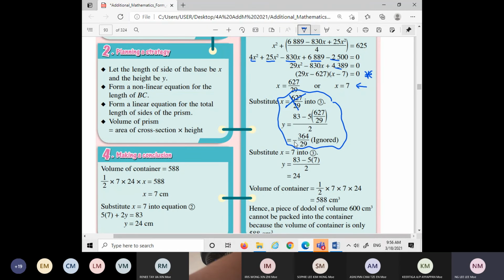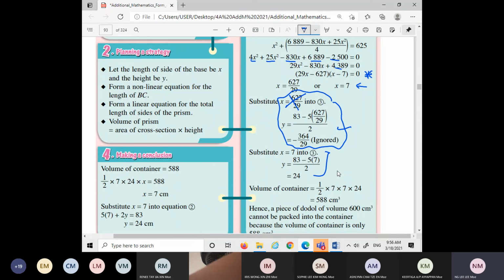Show that you get negative 364 over 29, and then you write ignore or rejected here. Again, this one must be shown. Although this is an answer that we do not accept, this one must be shown. This one gets marked. Then for the other answer, x equals 7, y equals 24. Therefore, you only have one set of the answer.